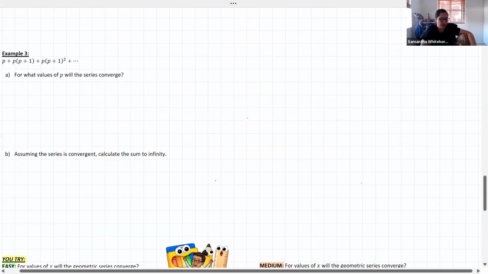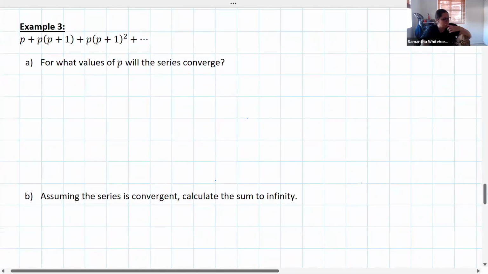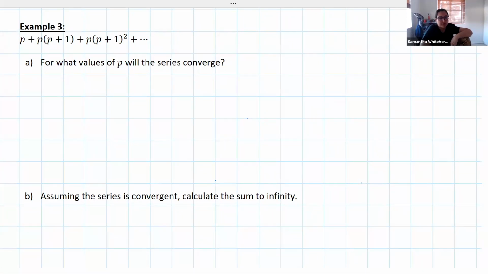Okay, so looking at example 3, we have a geometric series: p plus p times (p plus 1) plus p times (p plus 1) squared, etc. So hopefully what you can see is that each time in my pattern, the exponent is going to increase. So the next one would be p times (p plus 1) cubed, and so we would keep going. So it's the bracket that I'm actually using as my ratio each time. You'll see this now in a second.